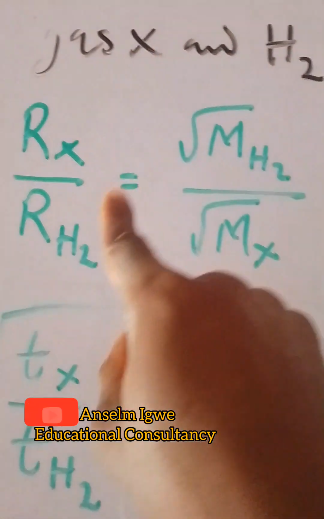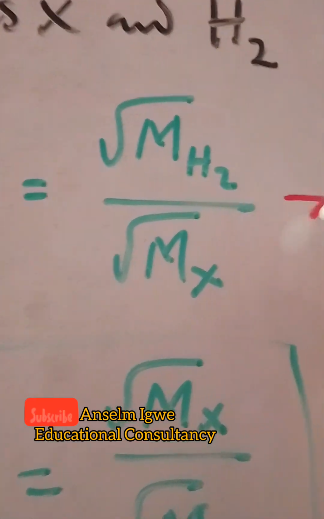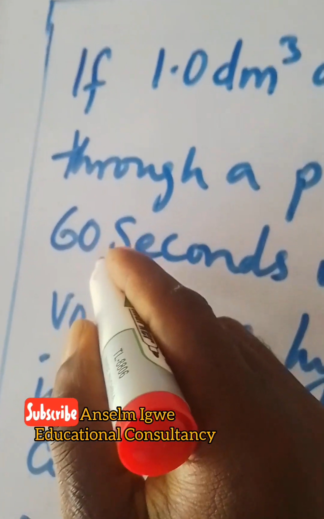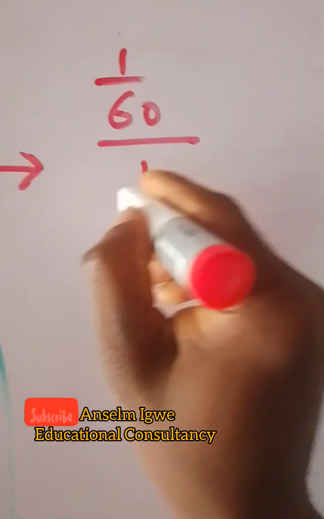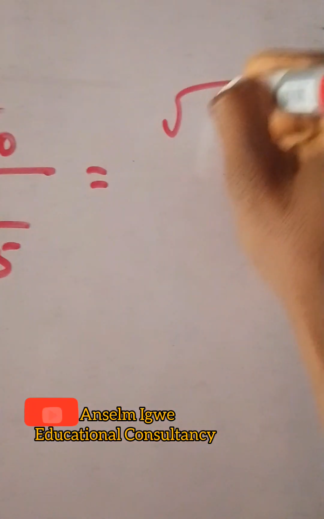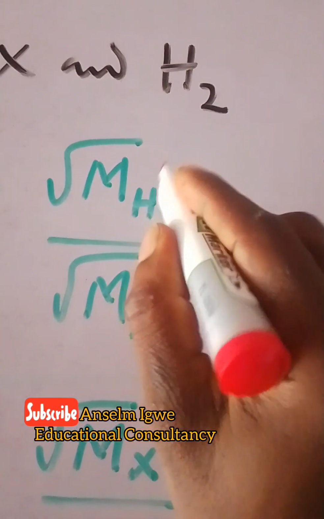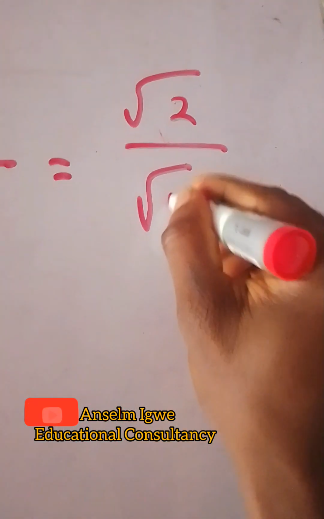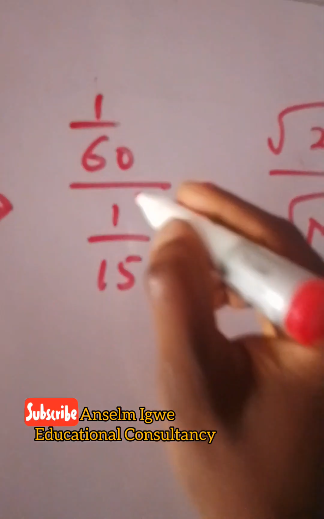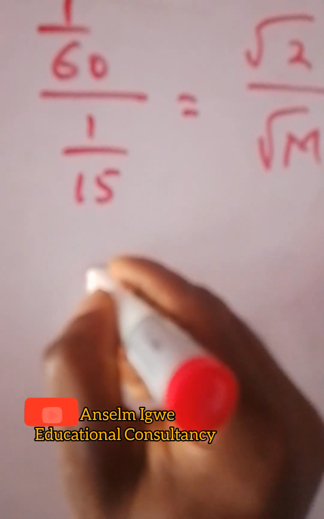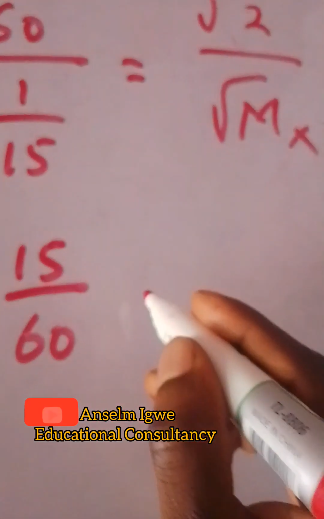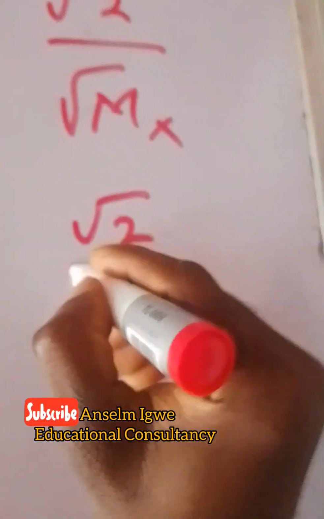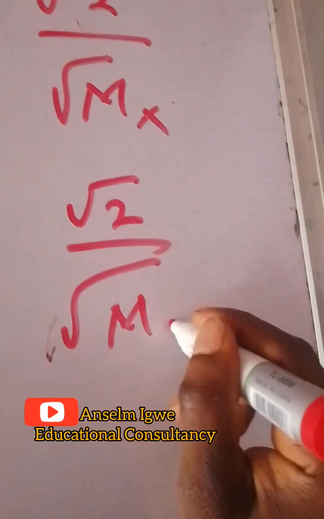Even when we decide to use this particular formula, Rx, the rate of diffusion of X, is the inverse or the reciprocal of time of diffusion of X. That is 1 over 60 over rate of diffusion of hydrogen, 1 over 15, equals square root of mH2, that is molecular mass of hydrogen, 2, over square root of mx. So 1 over 60 over 1 over 15, that is 15 over 60. 15 goes up here, and 60 comes down. Equals square root of 2 over square root of mx.